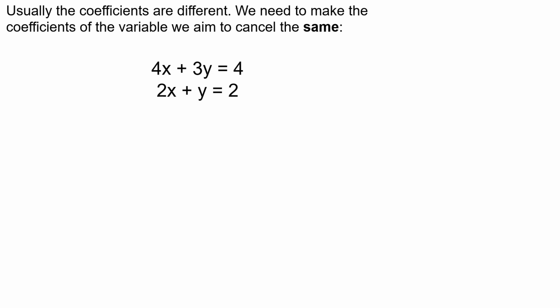So in this question here, I can see I've got 4x and 2x, 3y and 1y. It's up to you, it's up to us which variable we cancel. So if we choose to cancel out the y's, we need to make the coefficients of y the same. If I've got 3y and 1y, I could multiply 1y by 3, and then the coefficients will be the same.